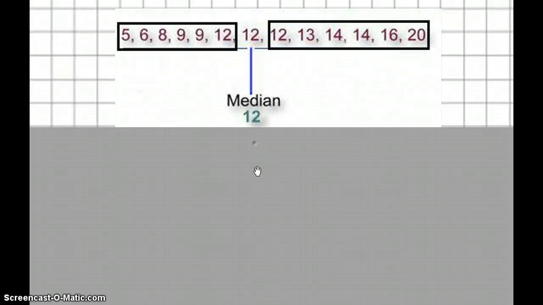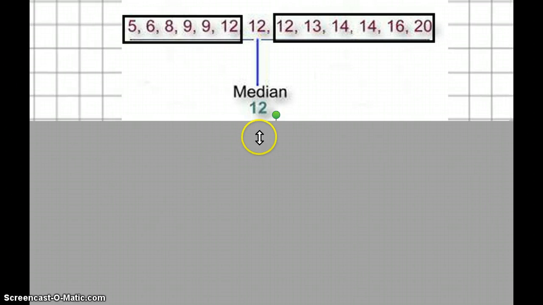We now have to look at the lower half of the data and calculate the median. This will give us our lower quartile. And then look at the upper half of the data and also calculate the median, which will give us our upper quartile. The very least number in our data set is the lower extreme, and the very greatest number in our data set is called the upper extreme.